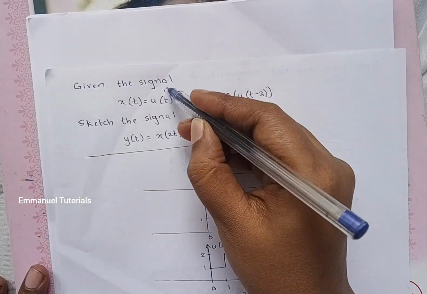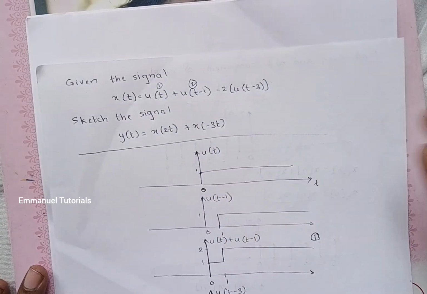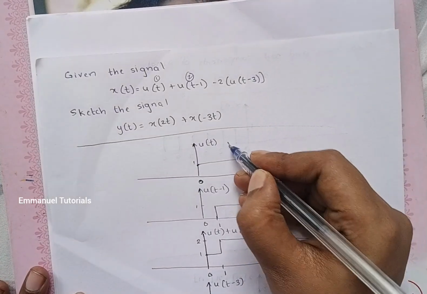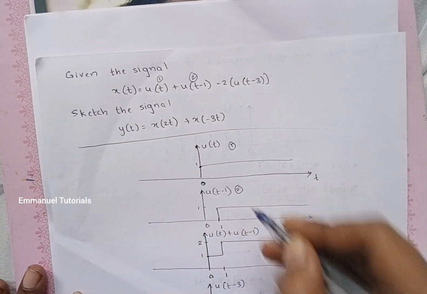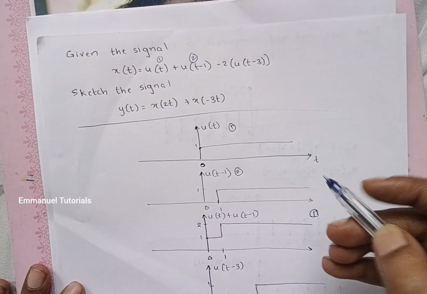Second part will be a delayed version by 1. Delay means you're going to shift it to the right by 1. So this is our second part of the signal, starting from 1 to infinity, amplitude 1.